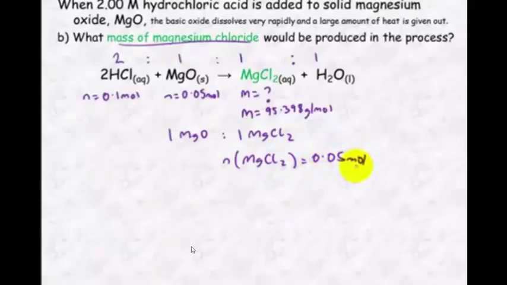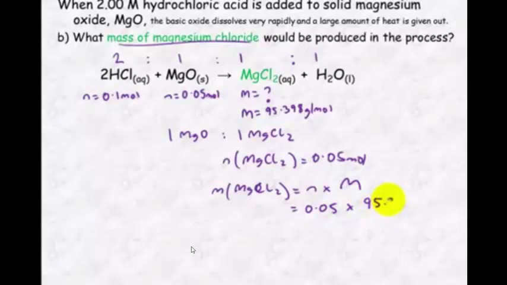And then all you have to do is work out the mass. So again, M of MgCl2 equals n times big M, which equals 0.05 times 95.398, which is just the big M that I wrote down at the start, and that equals 4.77 grams. Three significant figures, which is what my question had to start me off.